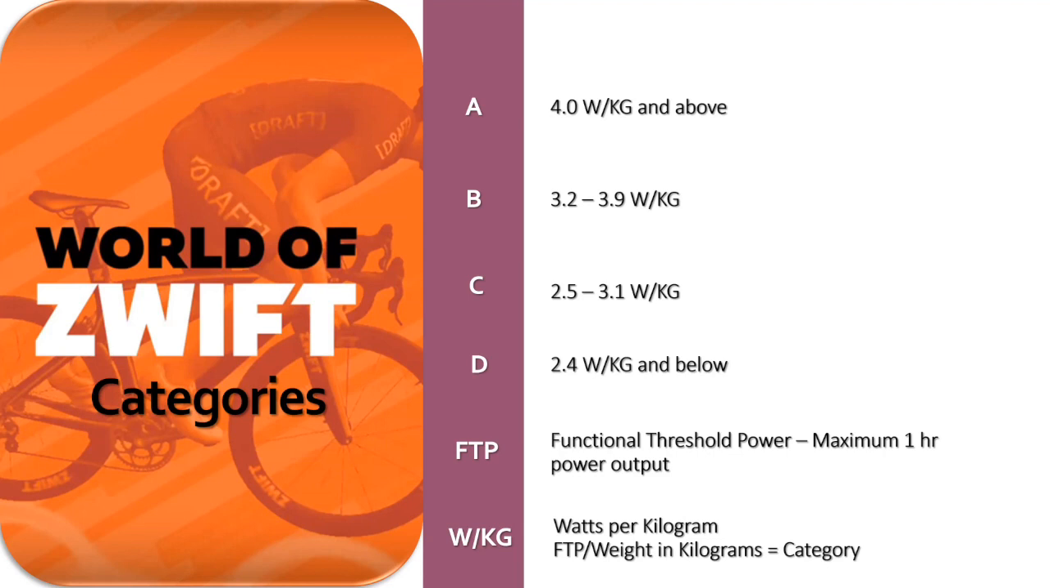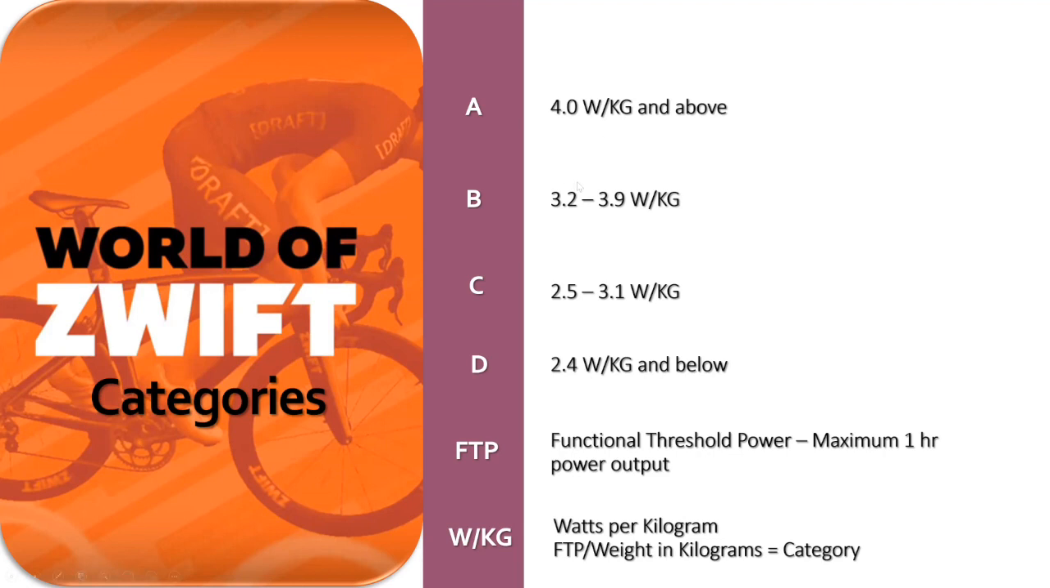Some of them are going to be able to kick out more watts than you, but they may be heavier than you. Some of them may kick out less watts than you, but they may be lighter than you. So it's nothing to be determined by age or anything. It's literally by the amount of power that you're able to produce divided by your weight in kilograms. That is how categories are determined within Zwift.